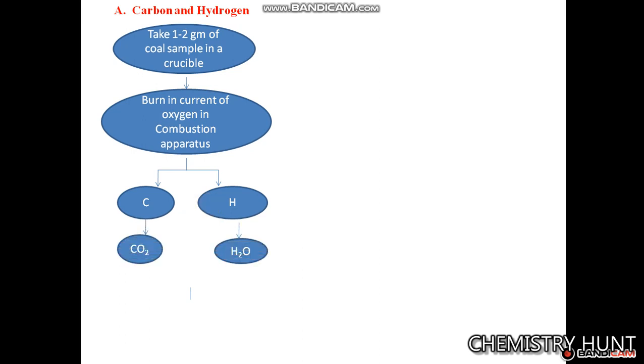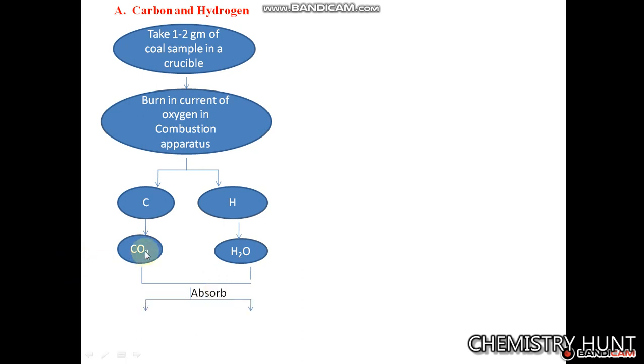Take 1 to 2 gram of coal sample in a crucible. Burn in current of oxygen in the combustion apparatus. After burning the coal sample in the combustion apparatus, the carbon and the hydrogen both get converted. That is, carbon gets converted into carbon dioxide and hydrogen into H2O. Now, these carbon dioxide and H2O are absorbed in two different tubes.